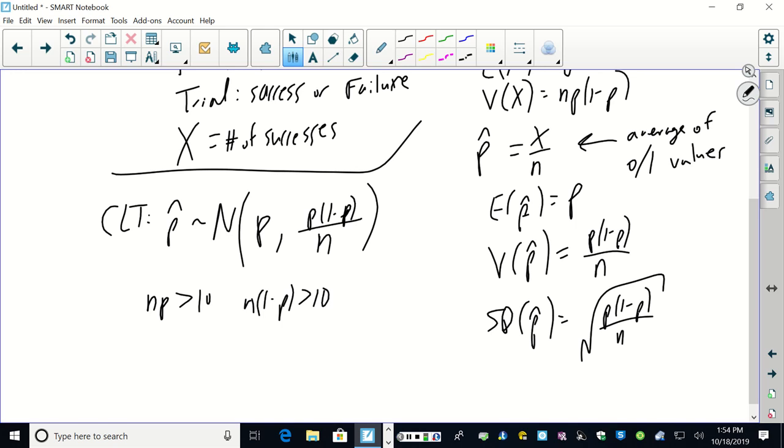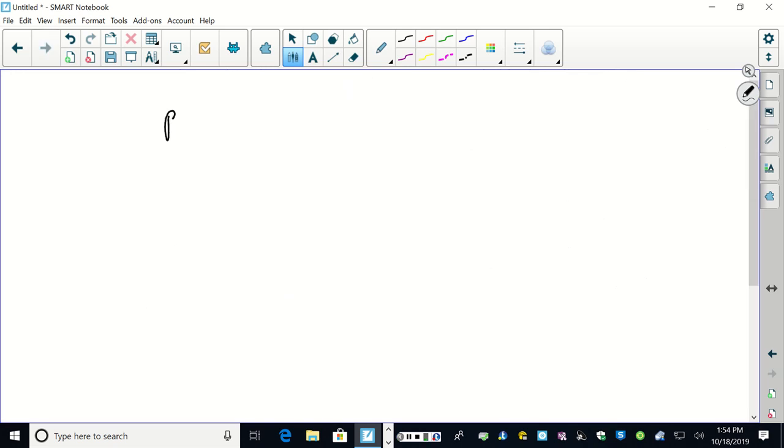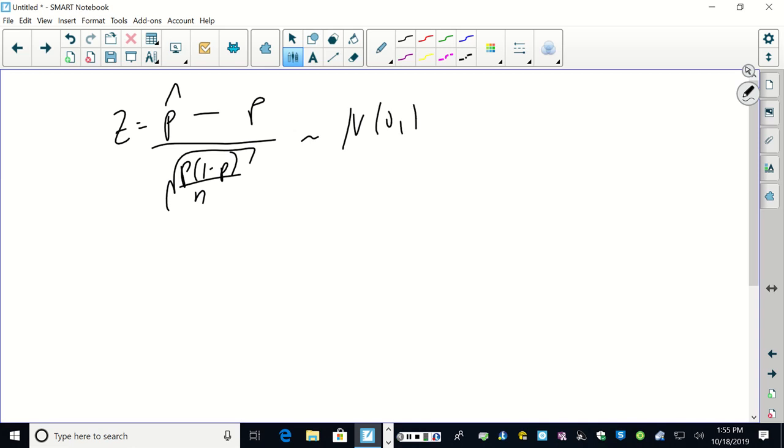But anyway, this looks like a normal. So we're going to have something like a pivot. If we take p hat minus p over the square root of p times 1 minus p over n, we get a standard normal. So p hat minus p, over the square root of p times 1 minus p over n, that thing should be approximately like a standard normal.